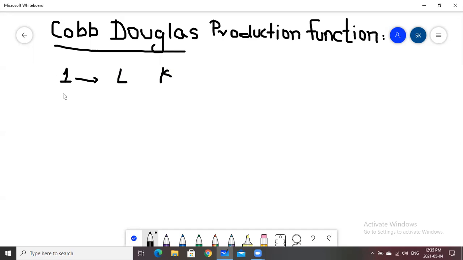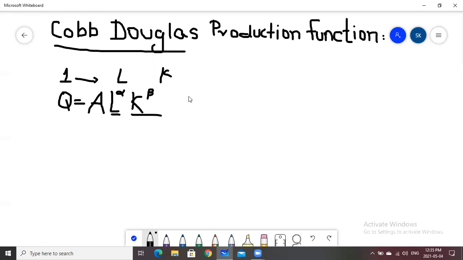So the general form, or the simplest or basic form, of the Cobb-Douglas production function is Q equals A L raised to power alpha K raised to power beta. This is how we denote our simple Cobb-Douglas production function. Now L stands for labor and K stands for capital. Alpha stands for the proportion of labor that is used in the production process, and beta stands for the proportion of capital that is used in the production process.